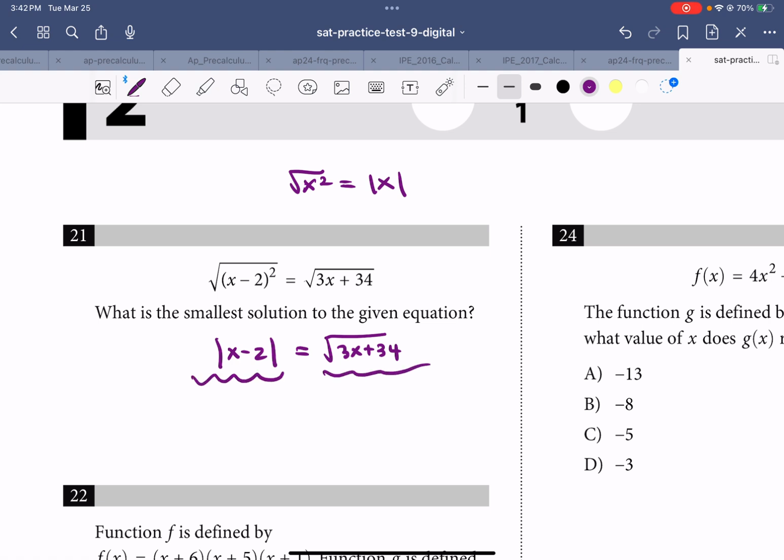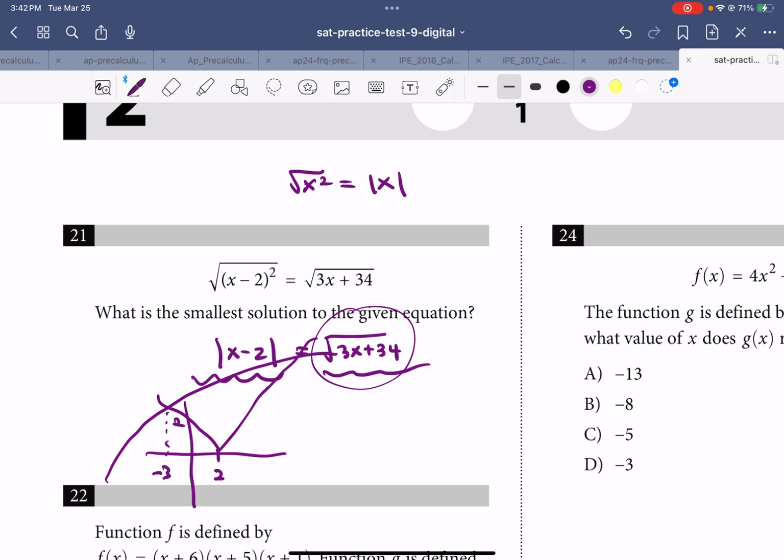So find the intersection. I already did it ahead of time. Your first graph, the absolute value graph, looks like this, right? And if you graph this one, you will see a graph like this. Right here, the first intersection is negative 3. The second intersection is 10. But you're looking for the smallest solution, so it should be negative 3.